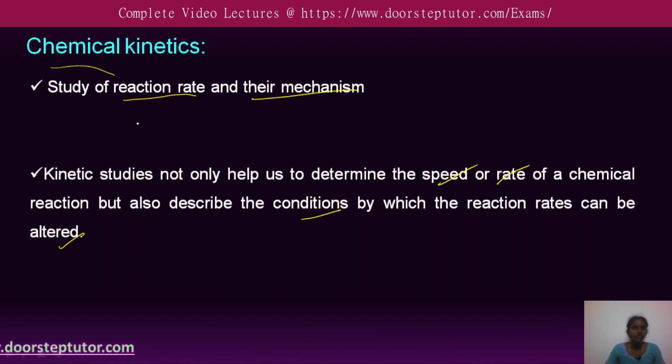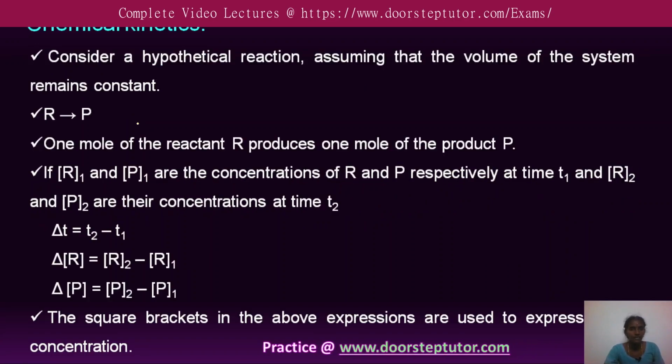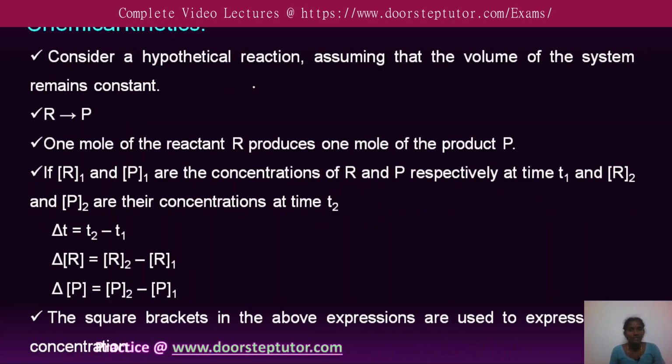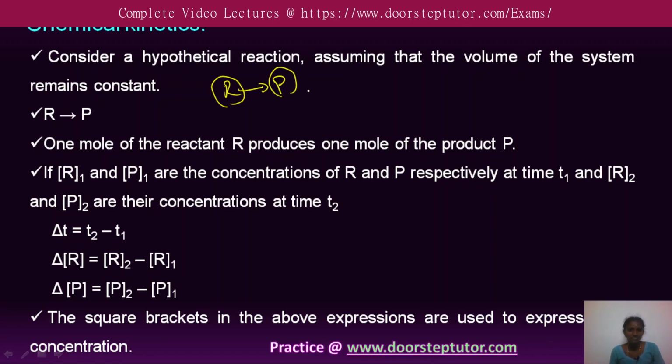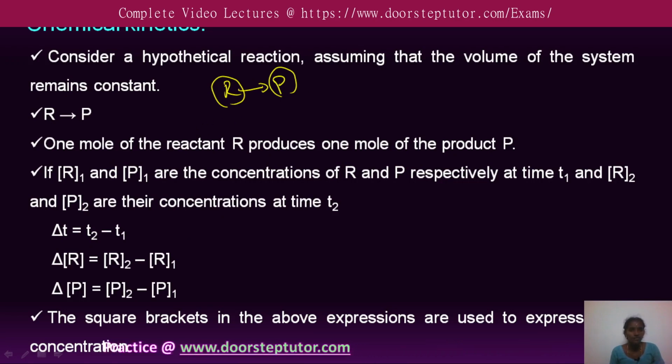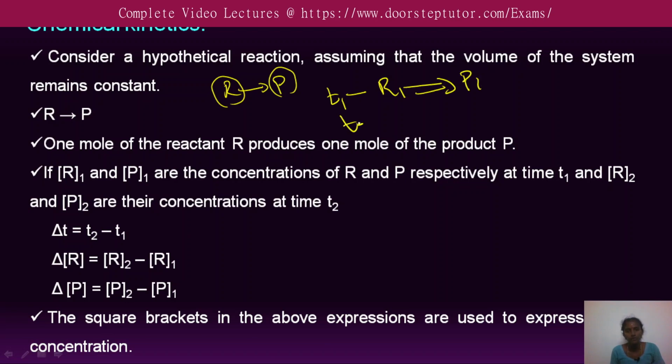And usually in chemical kinetics, for example, in any chemical reaction, the reactant produces the product. Here we consider that 1 mole of reactant R produces 1 mole of the product P. And also in some cases, at time t1, the reactant R1 forms the product P1, whereas at time t2 the reactant R2 forms the product P2.